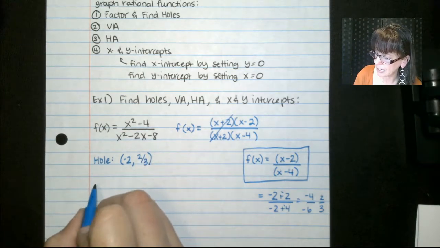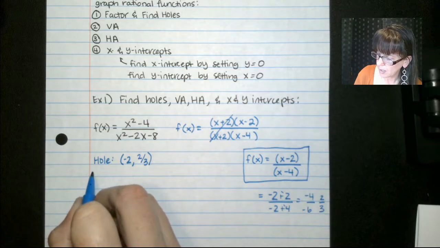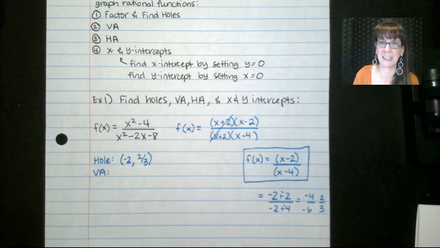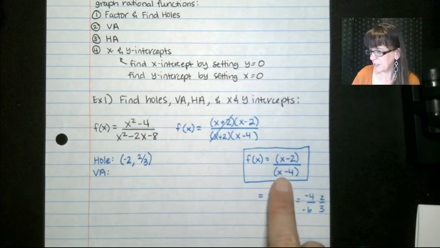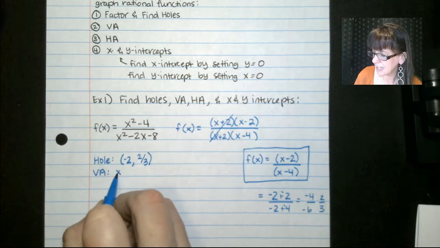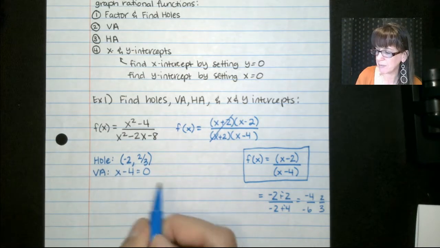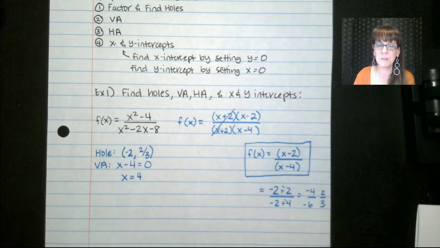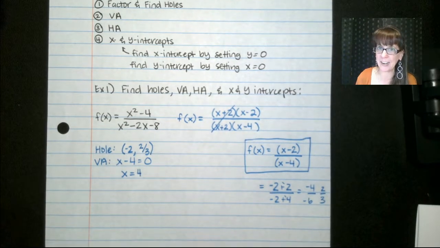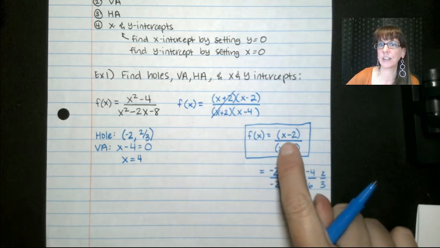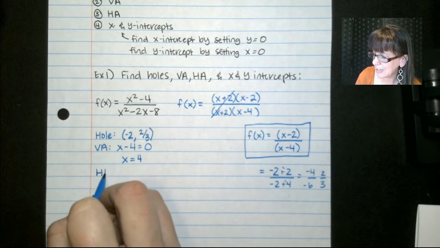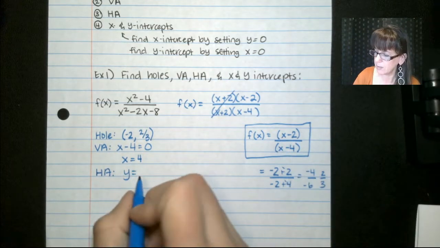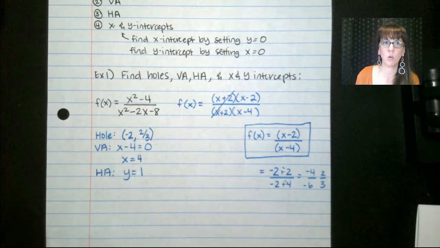Now our vertical asymptote, we set the denominator of the new function equal to 0. I made a mistake in an earlier video if you saw that. So the vertical asymptote is x minus 4 equals 0. Add 4 to both sides. We get x equals 4. That's our vertical asymptote. Our horizontal asymptote asks us to compare the exponents, and in this case they are equal, and when that happens we want to divide our coefficients. So y equals 1 divided by 1, which gives us 1. So there's our horizontal asymptote.